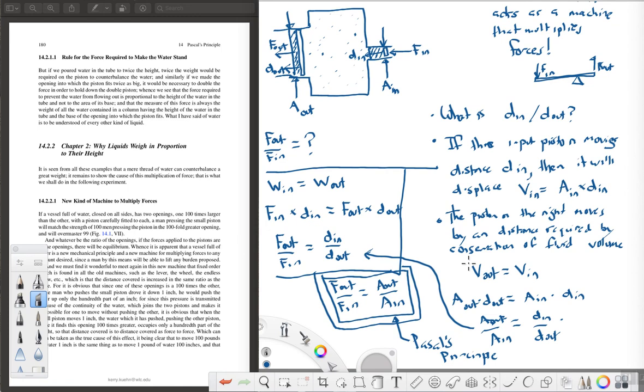So for example, if the area on the output side is 10 square inches and the area on the input side is 1 square inch, then the mechanical advantage is a 10-to-1 ratio. So if we push in with a force of 1 pound on a 1 square inch piston, we get an output force of 10 pounds on a 10 square inch piston. This is Pascal's principle. This is the basis for all of how hydraulics work and how a jack works, for example, a hydraulic jack for a car.